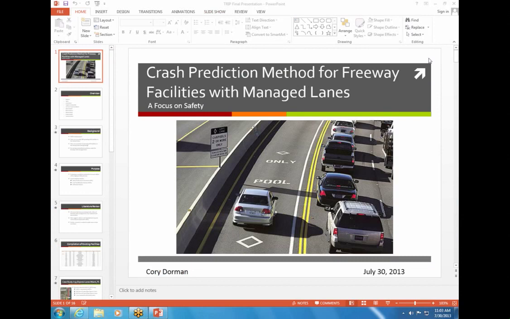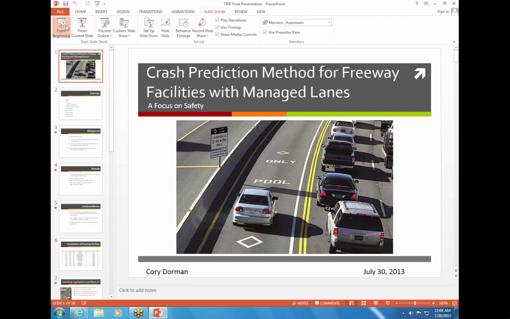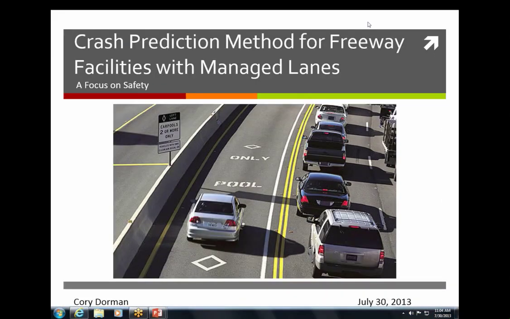Is there a way to minimize this off the screen? It should. Well, if you do your slideshow, hopefully that doesn't show. It shows. Okay. Yes, that's all right.